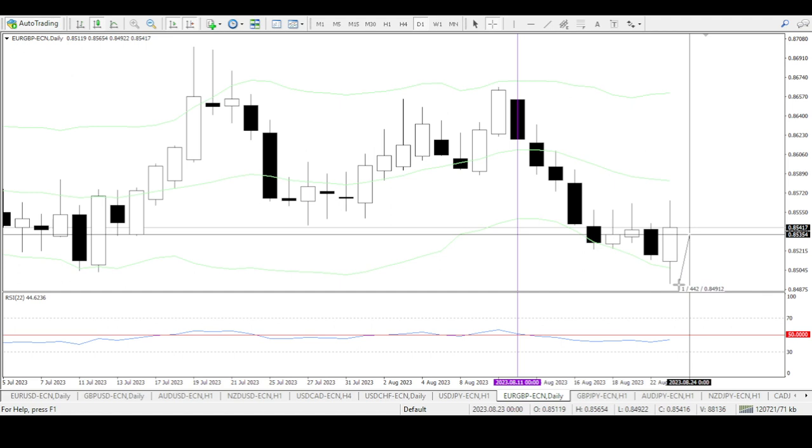So 0.8535 is the area where we should set our buy limit and then see what happens. So that's all about my Euro GBP analysis.